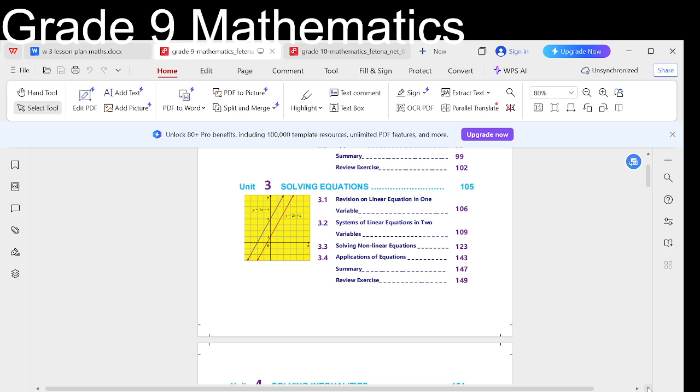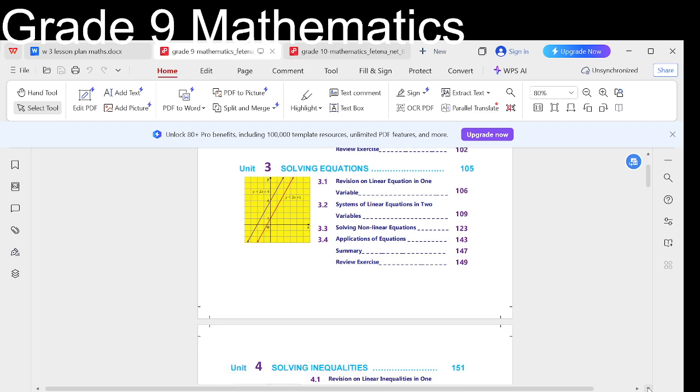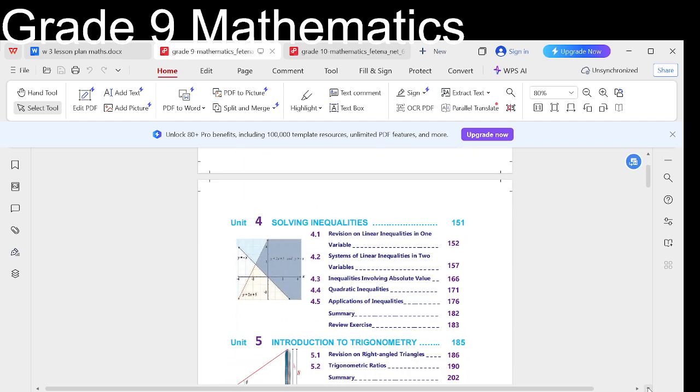3.2 is linear equations with two variables. 3.3 is nonlinear equations. Nonlinear equations are equations that can never be described as a straight line on the graph. Under 3.4 we apply equations, and we try to see their applications.